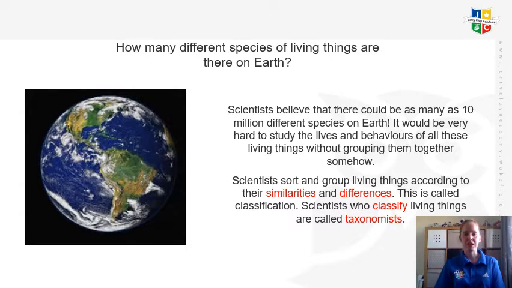So scientists believe that there could be as many as 10 million different species on Earth. Now, if we didn't group those animals somehow, it would be very hard for them to study their behaviours or their lives. So scientists sort and group things according to their similarities and their differences. So things that they have that may be the same and things that are completely different. And this is called classification. Now, scientists who classify living things have a special name and they are called taxonomists.